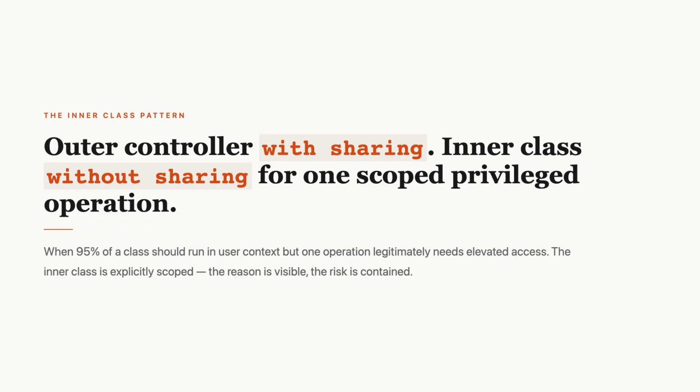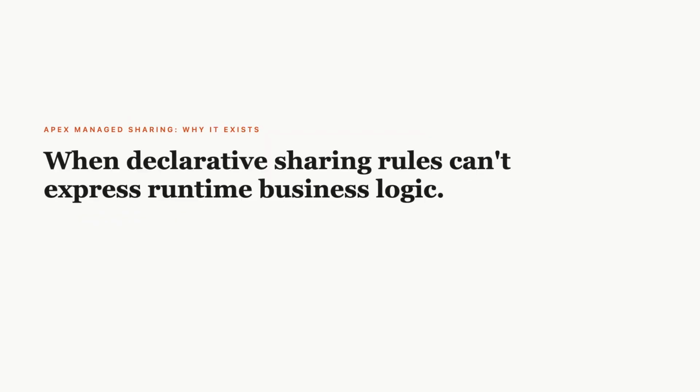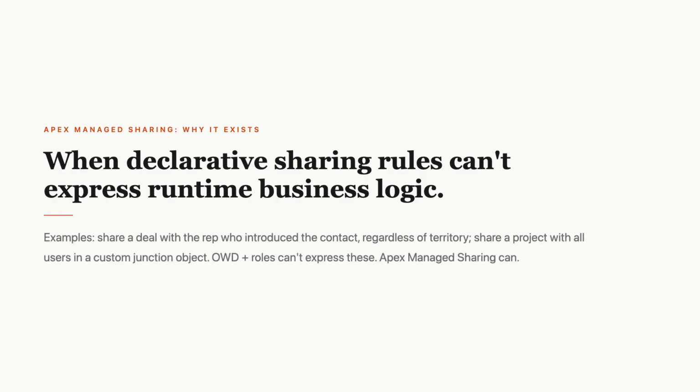When declarative sharing rules are not sufficient, for example, a project management app where team membership is tracked in a junction object and changes at runtime, you use Apex Managed Sharing. Salesforce creates a share object for every standard and custom object. For a custom object called project__c, the share object is project__share. For account, it is account share. You insert records on these share objects programmatically to grant access.